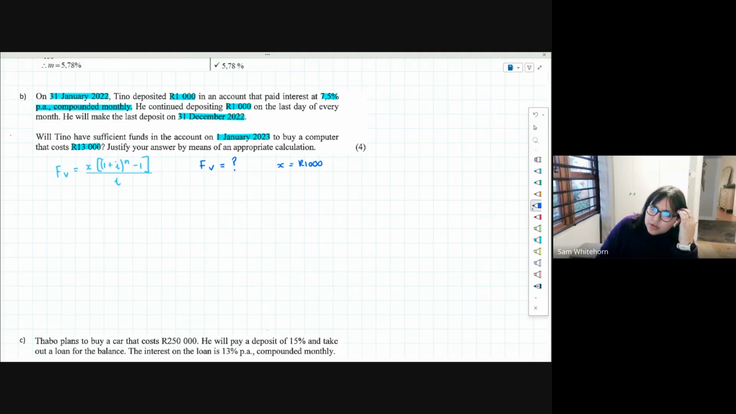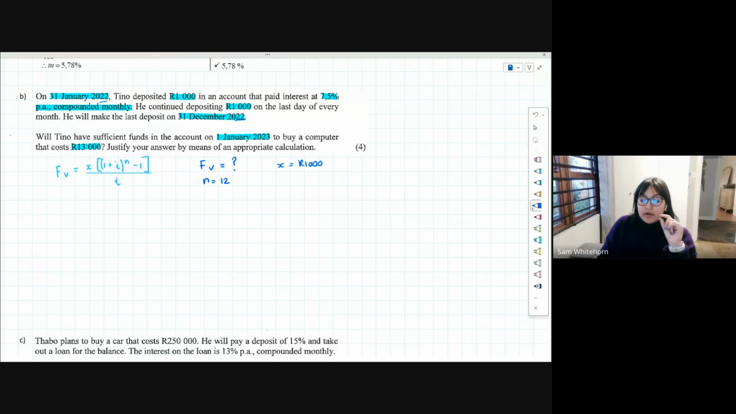Now, if you were to count, and we'll do this together, from the 31st of January, first deposit, end of Feb, March, April, May, June, July, August, September, October, November, December. That is 12 months. You can count on your fingers. That's 12 months, which means that our n value is 12. We are making 12 regular payments into this account. But again, 31st of Jan to 31st of December, that is a 1 year long period.